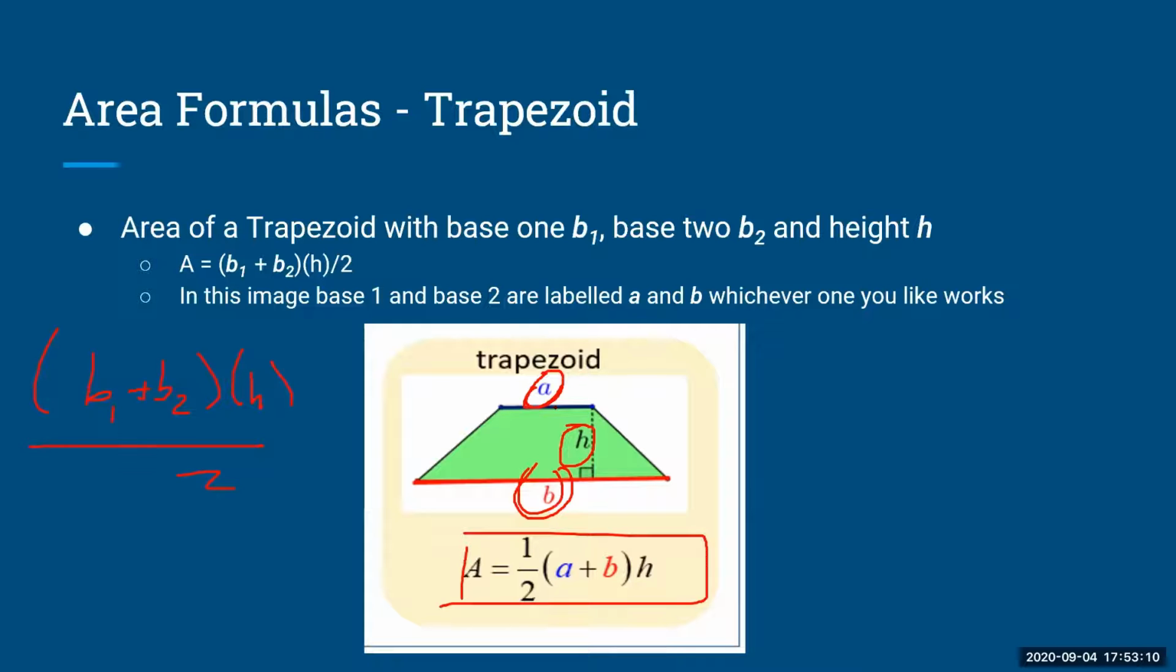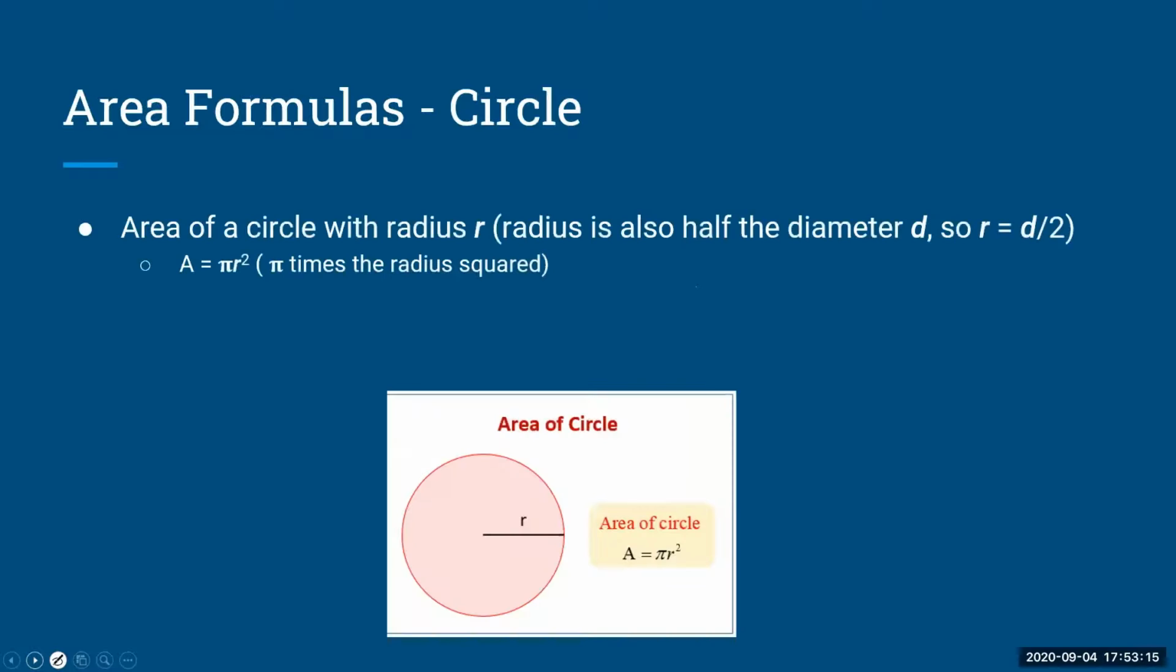I want to see the circles. Okay, circle's not that hard, guys. All right, circle. Yes. Area of a circle: pi r squared. Pi r squared, yeah. And radius is half the diameter.